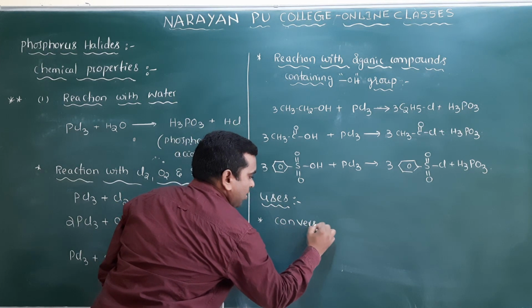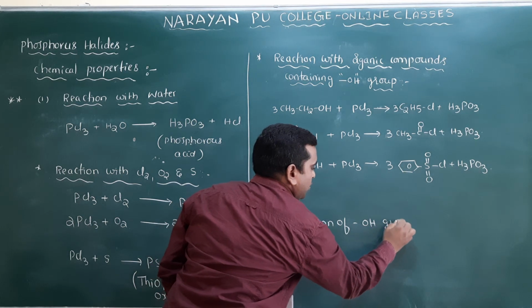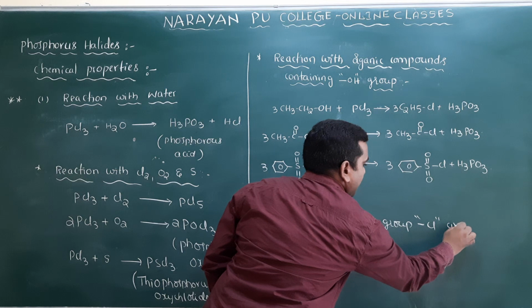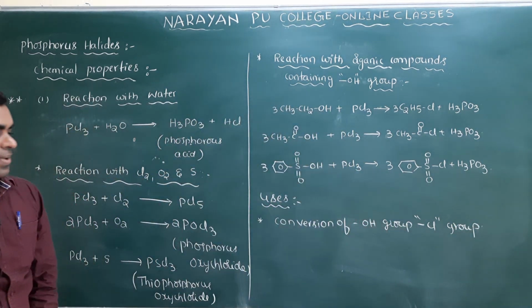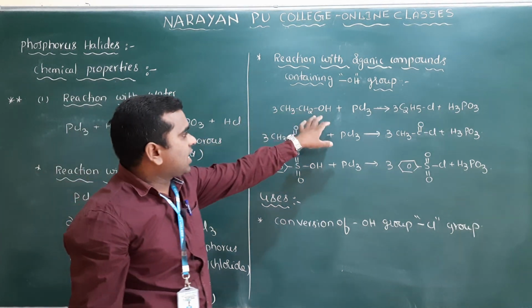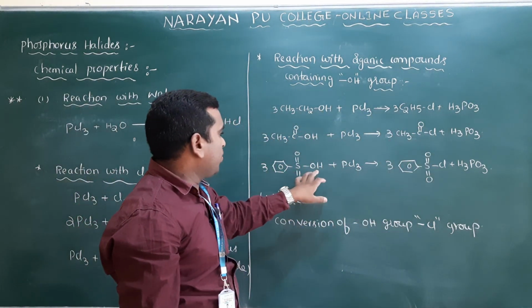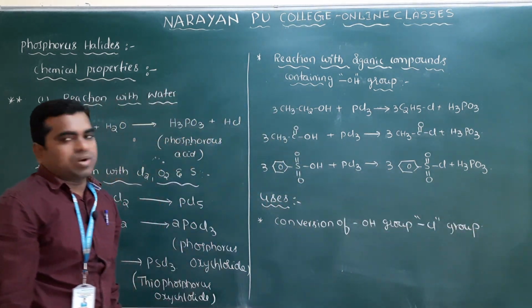Conversion of OH group into Cl group. This is the main use of this PCl3. It means alcohols are converted into alkyl halides, acids are converted into acid chlorides, and sulfonic acid is converted into sulfonyl chloride.